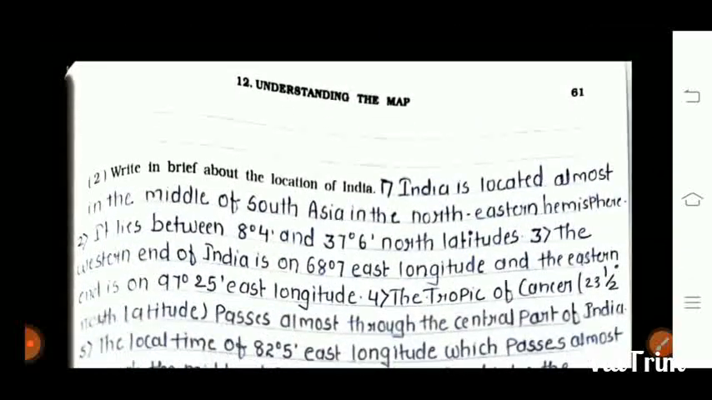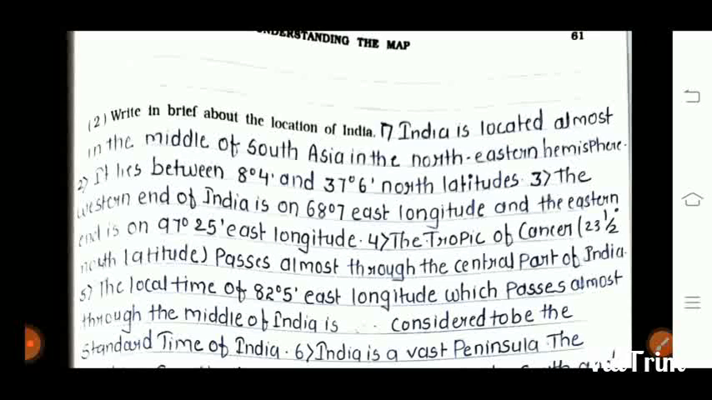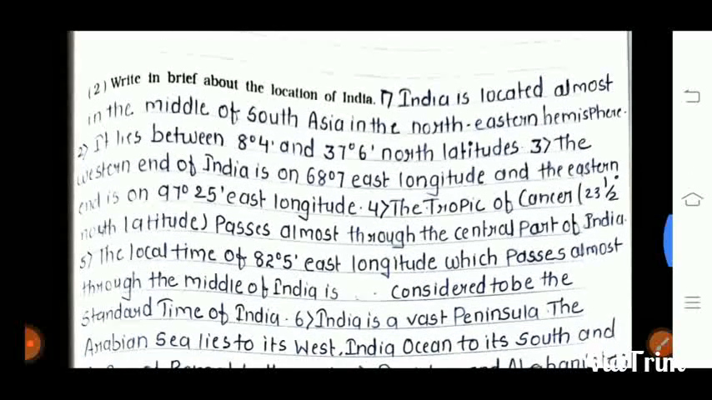Okay, the second question is: write a brief about the location of India. First point: India is located almost in the middle of South Asia in the northeastern hemisphere. Second point: it lies between 8 degrees 4 minutes and 37 degrees 6 minutes north latitude. Third point: the western end of India is on 68 degrees 7 minutes east longitude and the eastern end is on 97 degrees 25 minutes east longitude.